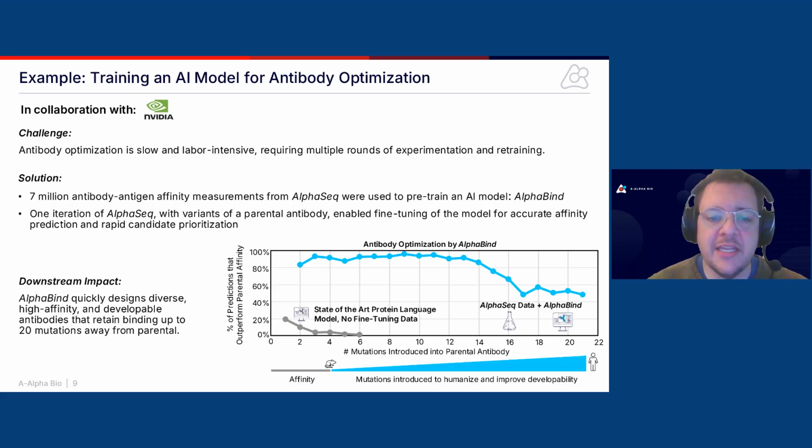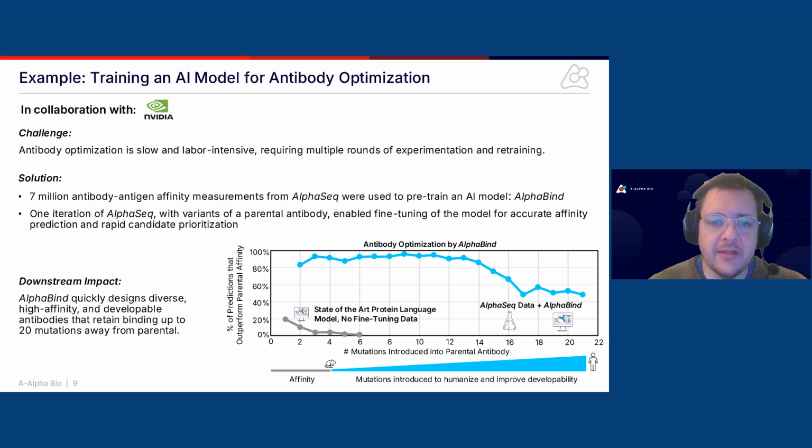And I'll start with a teaser for the second half of the talk, which is our AlphaBind model. This is an example of training a model for antibody optimization. This has a MABS paper that goes with it that we published with NVIDIA earlier this year. The problem here is that traditional antibody optimization is slow, it's labor intensive. It generally requires several rounds of kind of guess and check editing to get to a molecule whose properties we really like. Our solution here was to take a sequence-based model and pre-train that with about 7 million antibody antigen affinity measurements from our AlphaSeq assay, and then use that as part of a lab-in-the-loop system that also includes fine-tuning on candidate-specific data sets to train an accurate affinity prediction model.